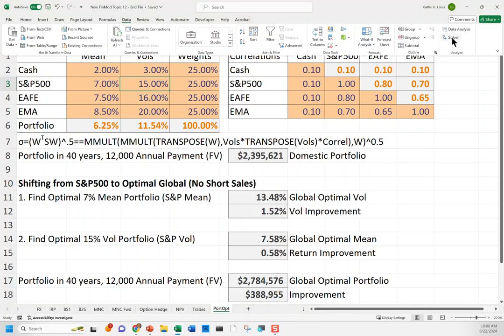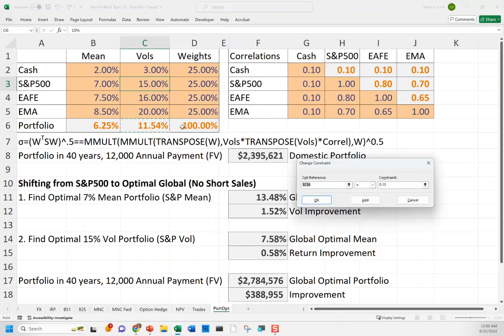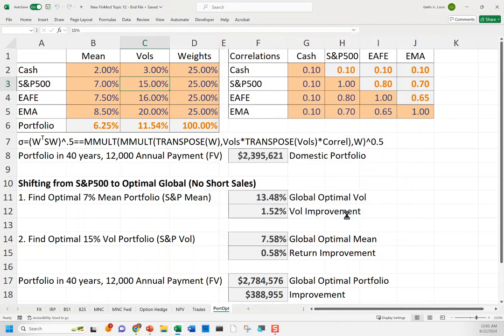So we can do Data, Solver. We want to minimize portfolio volatility by changing the weights. We have a constraint that the sum of the weights is equal to 1, that's 100%. And we want to make sure we have a constraint that the mean of that portfolio is equal to 7%. And we're going to run Solve.